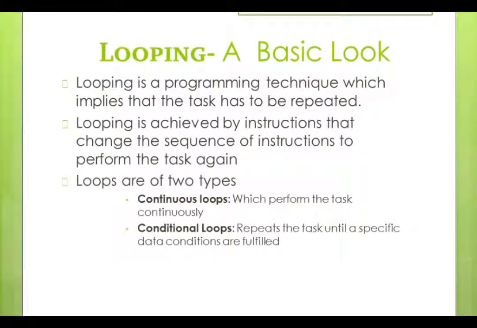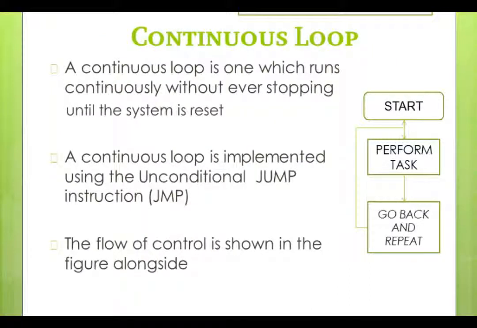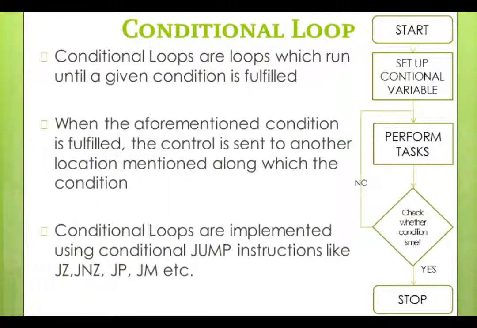Looping is a programming technique which tells the system being programmed that a set of instructions or tasks has to be repeated. There are two types of loops: continuous loops. These loops are also called infinite loops because they run continuously until the system is reset. That is, they have no ending condition. Conditional loops. In these loops, the number of iterations is limited by the condition which, when satisfied, causes the control to come out of the instructions provided in the loop.